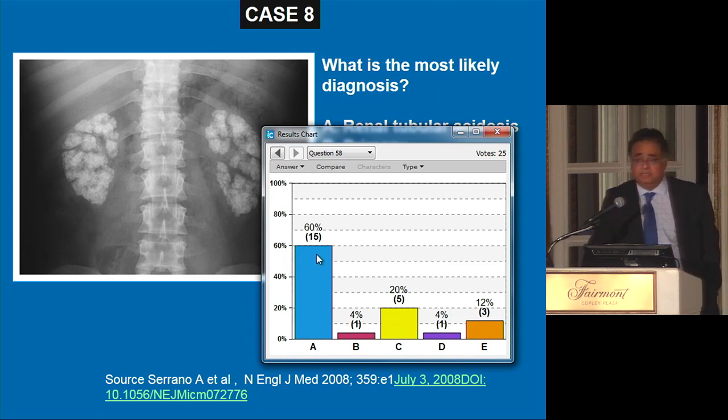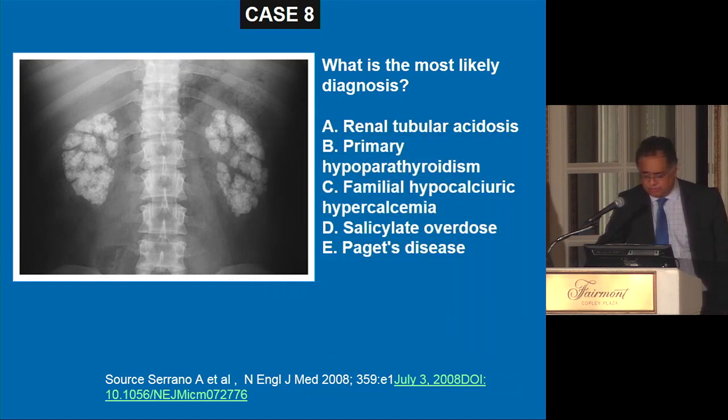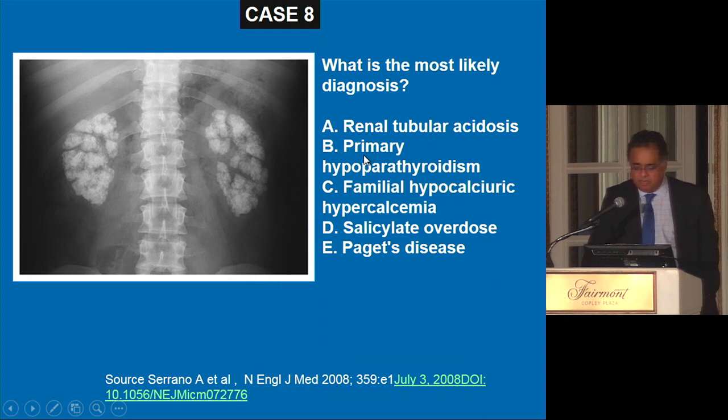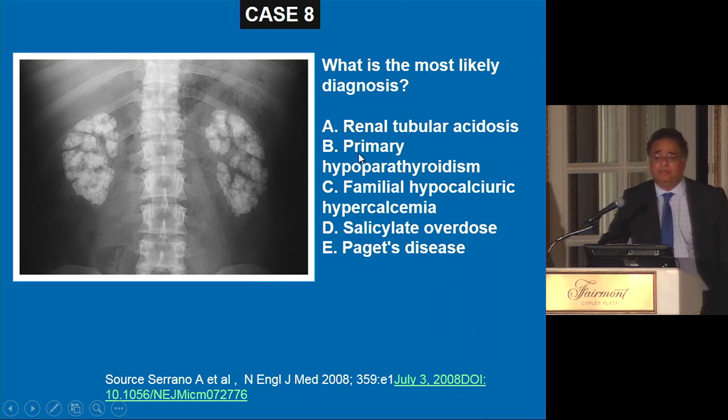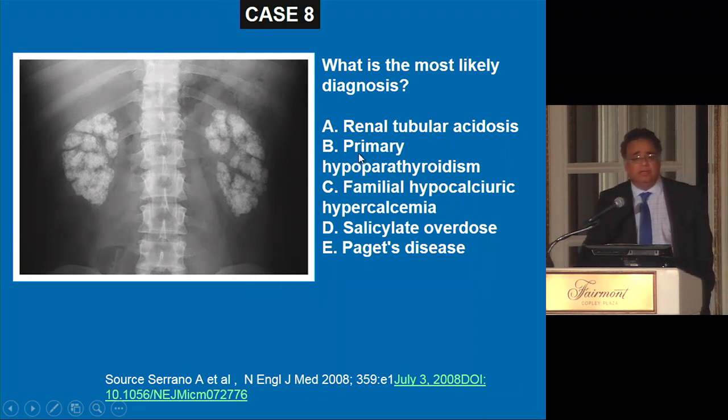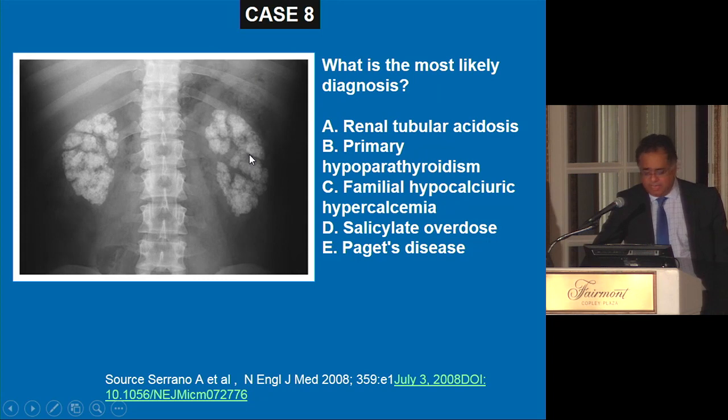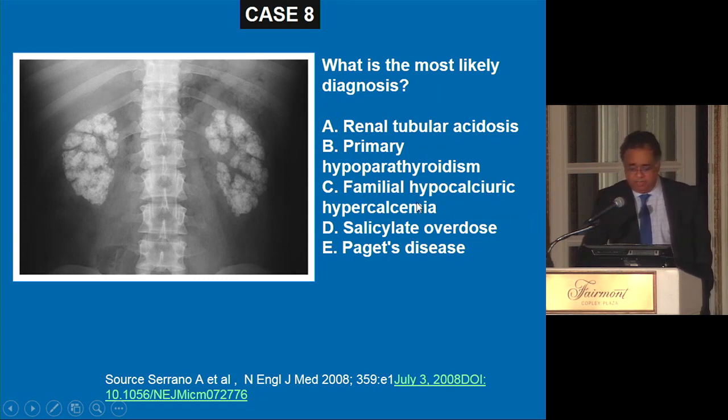Yep. So this is somewhat discriminatory. Most people got it. This is renal tubular acidosis. Primary hypoparathyroidism doesn't lead to hypercalciuria, but you need calcium in the urine, and you're filtering through to cause this nephrocalcinosis that's seen on these plain abdominal X-ray. Familial hypocalciuric hypercalcemia, you don't have calcium in the urine.